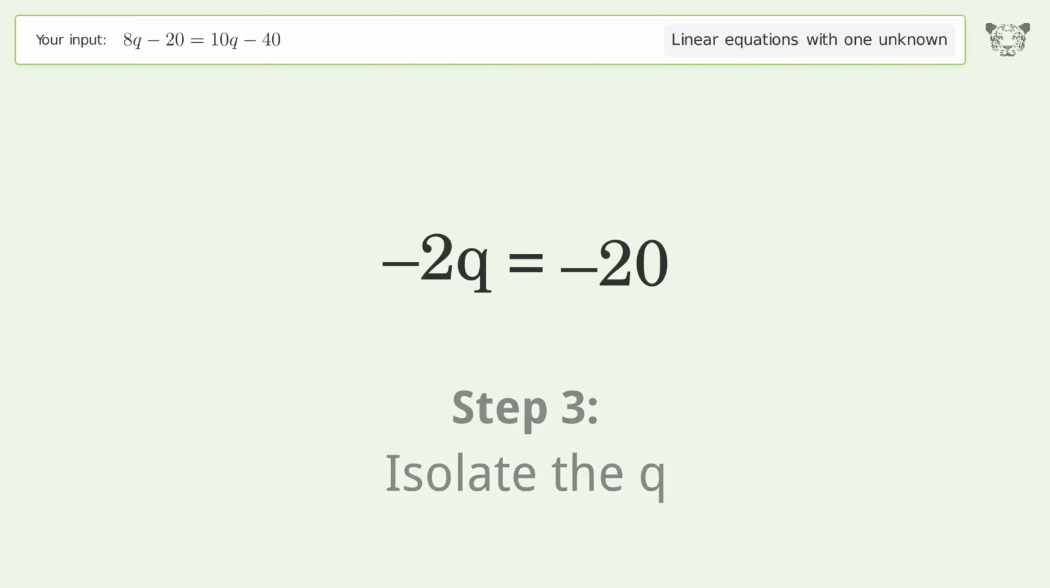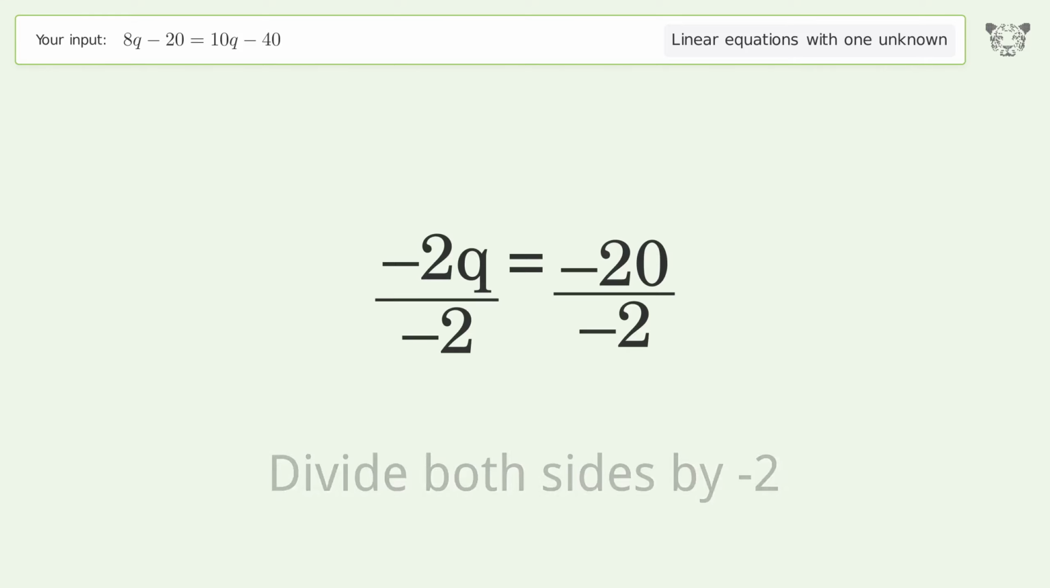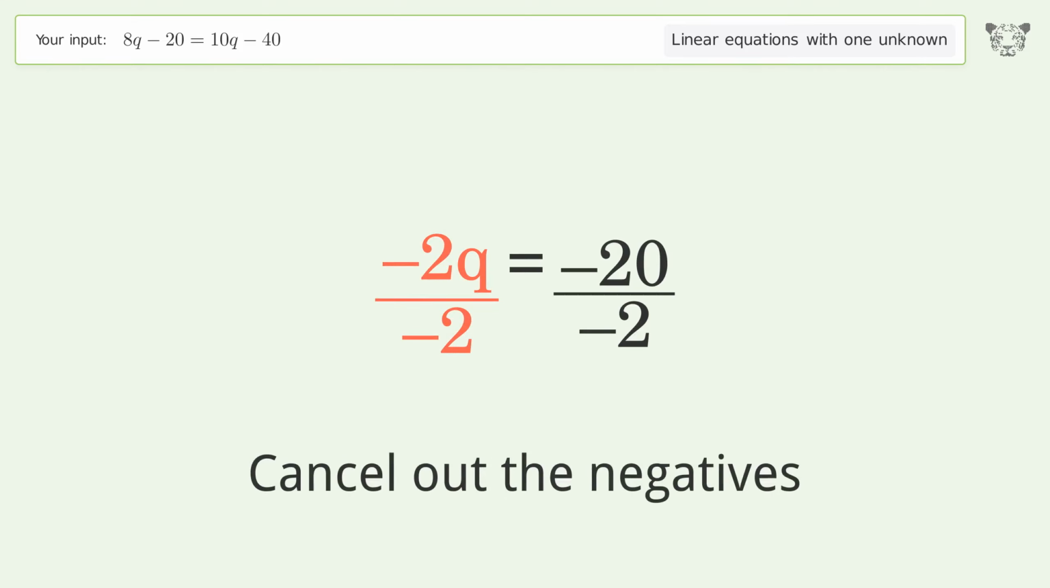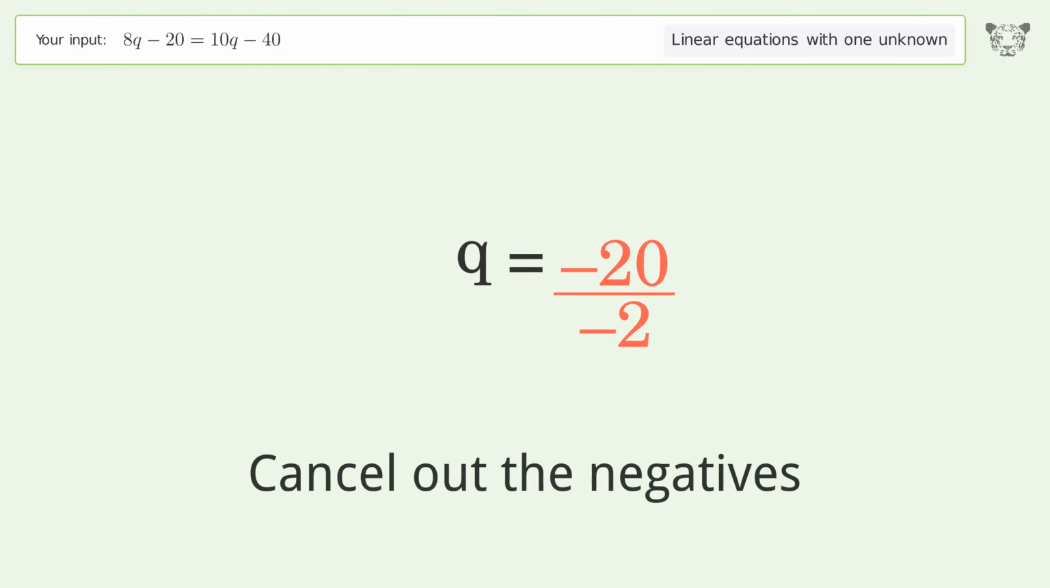Isolate the q. Divide both sides by -2. Cancel out the negatives. Simplify the fraction. Cancel out the negatives.